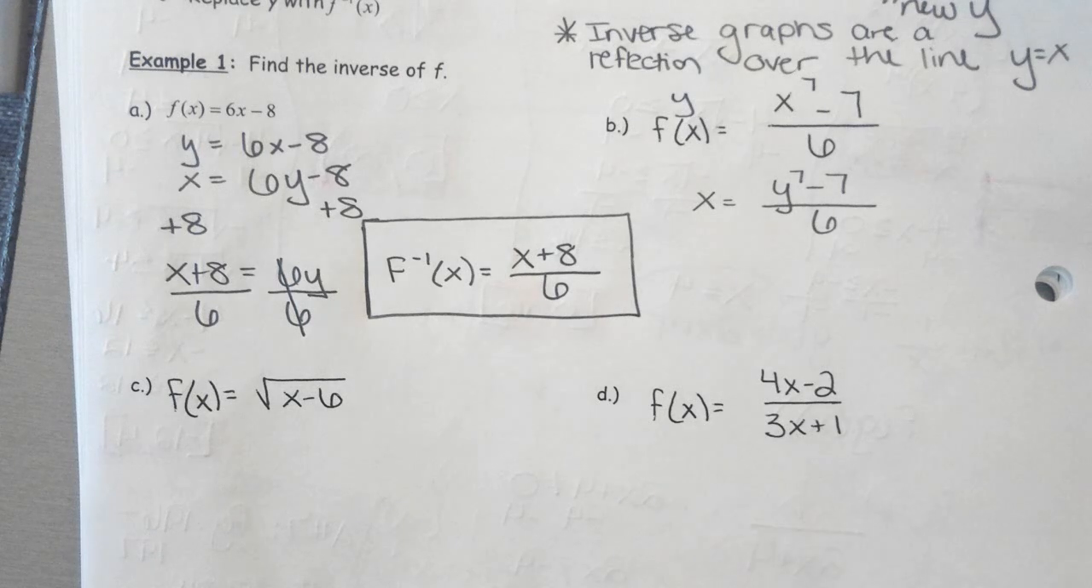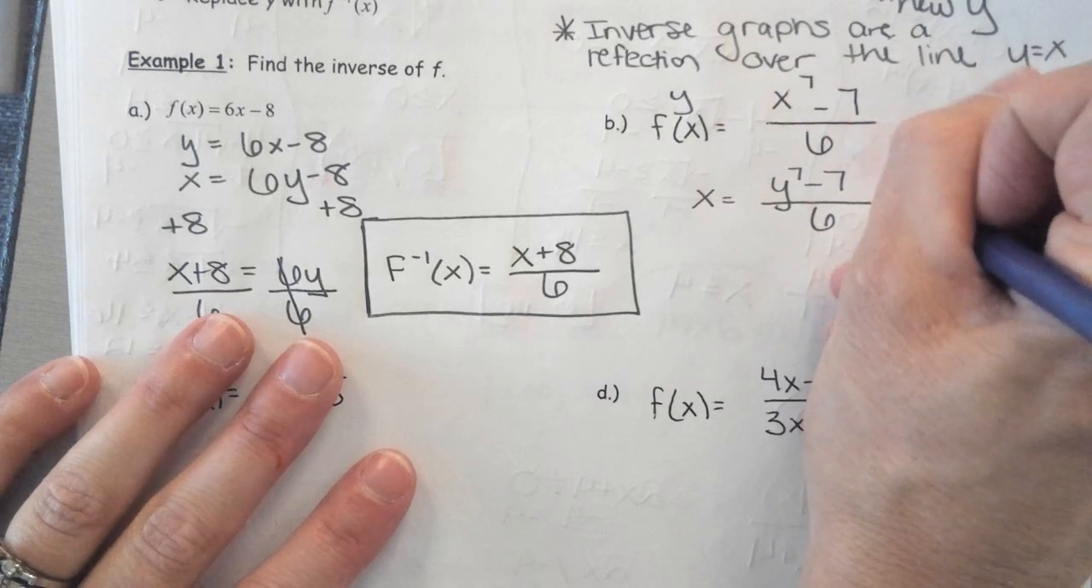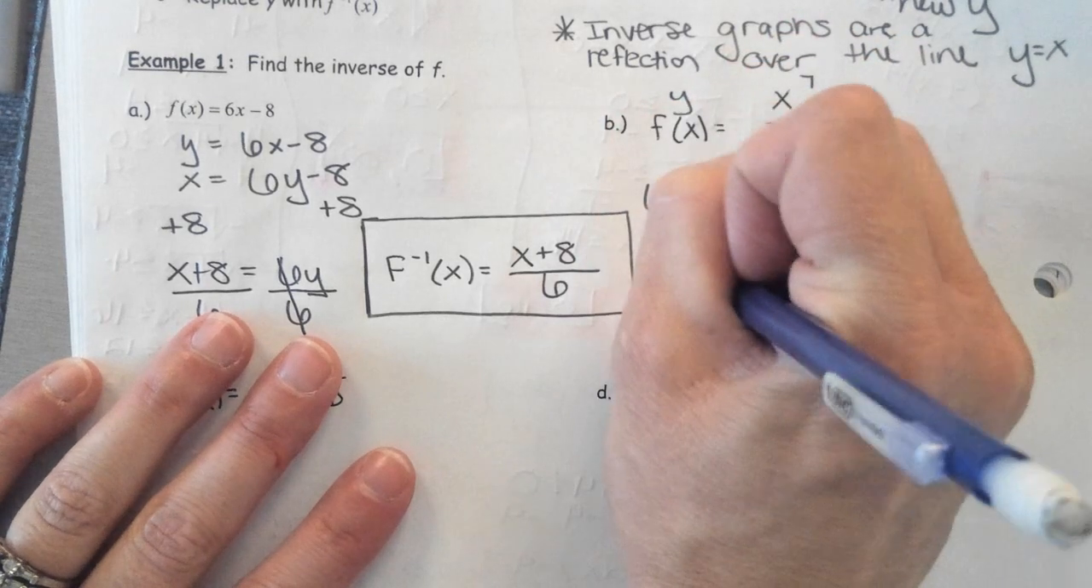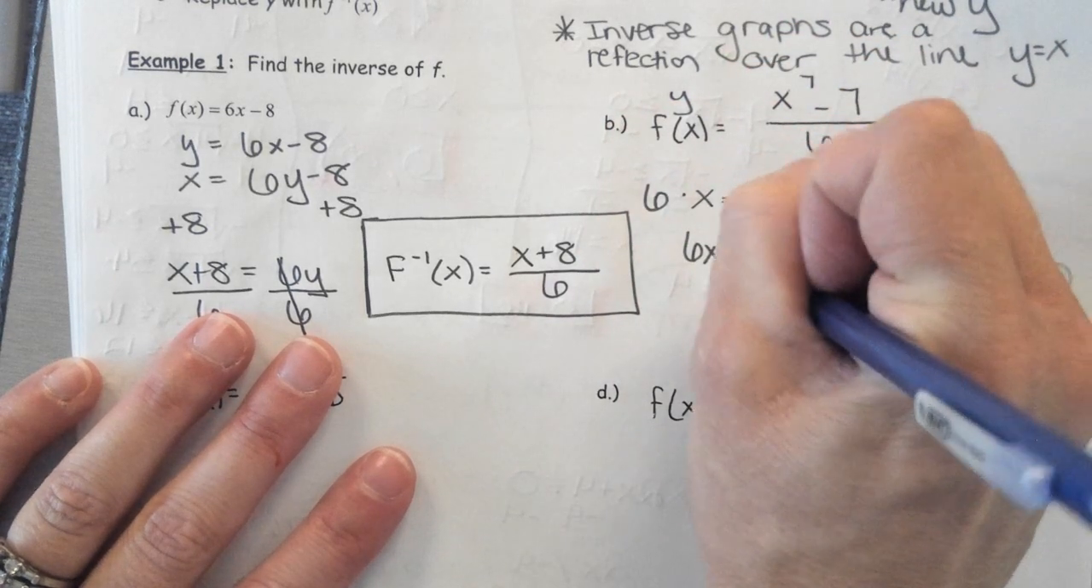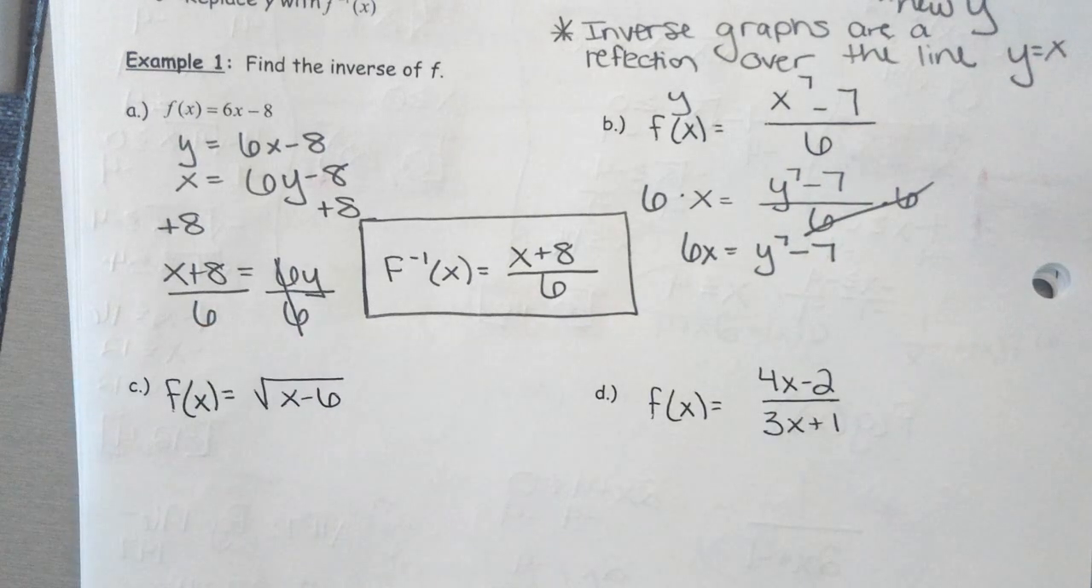So the first thing I think I'd like to do is get rid of the fact that it's a fraction. Agree? How can I get rid of that 6 in the denominator? Yep, let's multiply by 6. So 6x equals y to the 7th minus 7. Those will cancel. Okay, still trying to get y by itself.